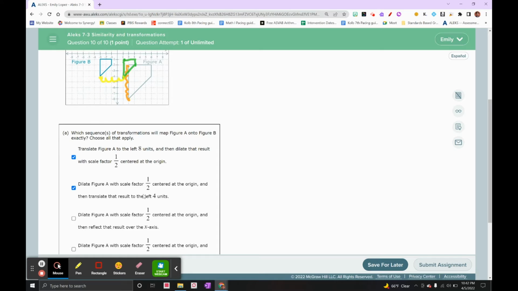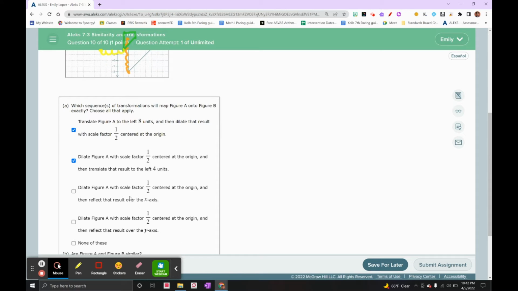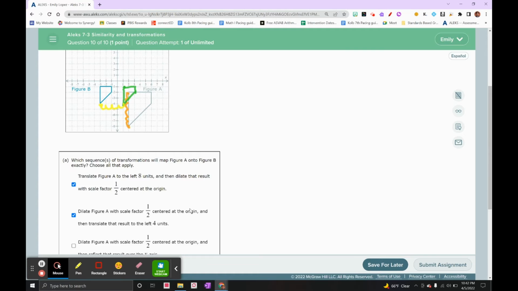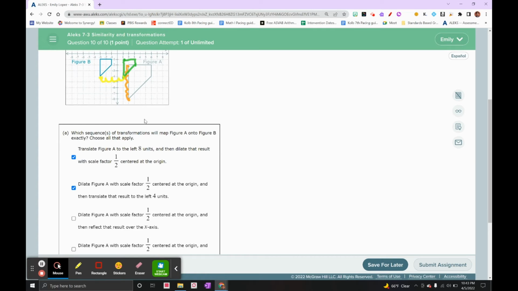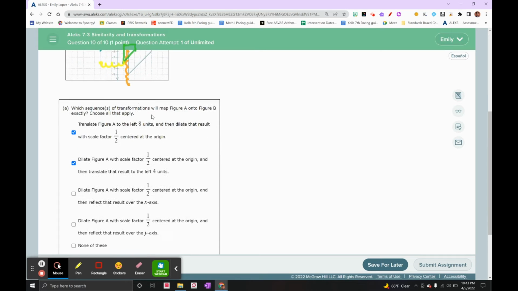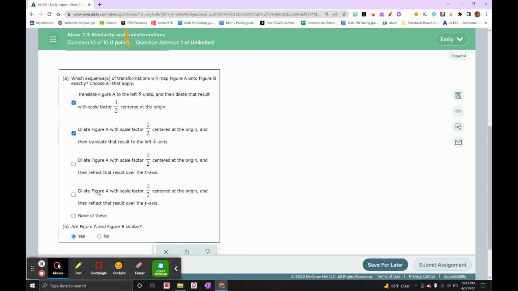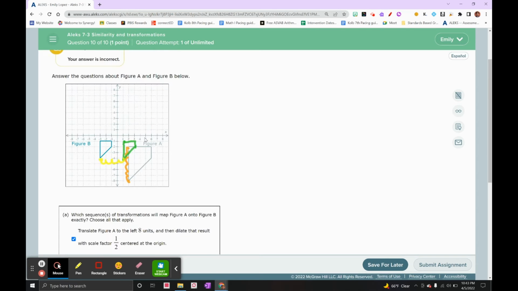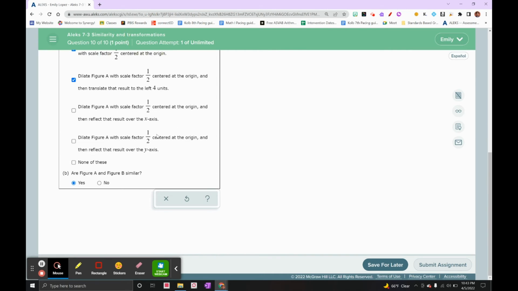The first one is correct. The second one is also correct. Dilate figure A with the scale of 1/2 at center of the origin, and then reflect the result over the x-axis. It cannot be reflected over the x-axis because it's going to look opposite of what we see in here. Dilate the figure A, scale factor 1/2, center at the origin, and then reflect over the y-axis. So x-axis is going up, y-axis is going the other way, but it's opposite. That's it. I guess this one has two answers.